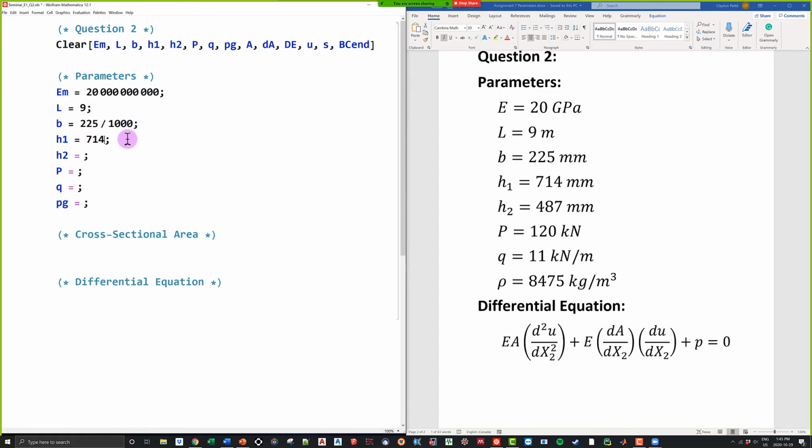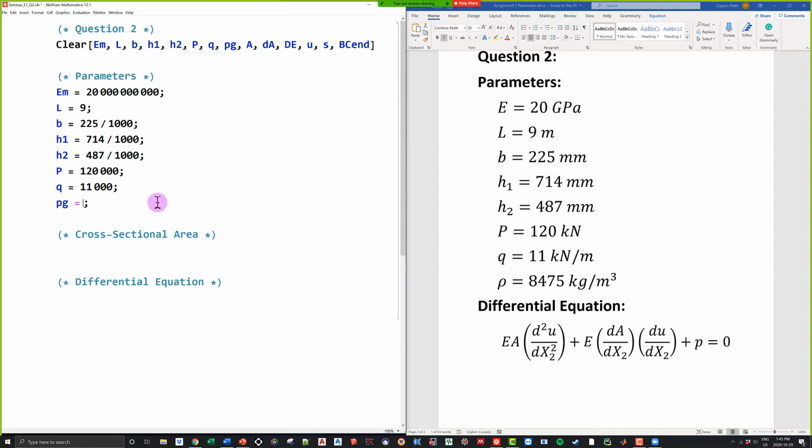So h1 is the height at x2 equal to 0, and h2 is going to be the height at x2 equal to L, which is 487 millimeters divided by 1,000. Now P, our axial load at the end of the beam, is 120 kilonewtons. Well, of course, we want things in newtons, so I'm going to put my extra three zeros to convert to newtons. Q, which is our distributed load, is 11 kilonewtons per meter, but I want this in newtons per meter, so we times by 1,000.